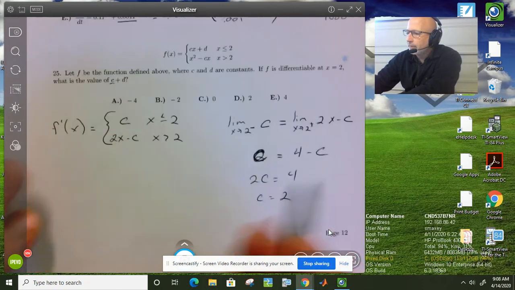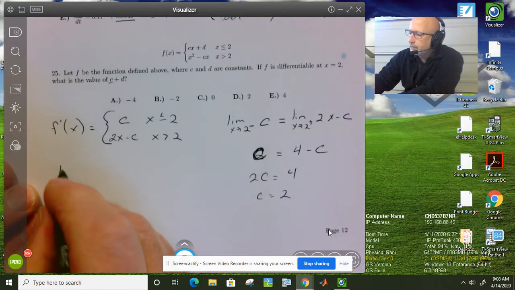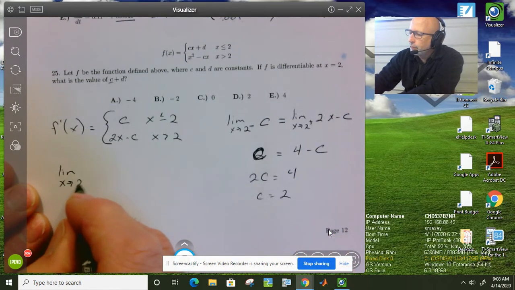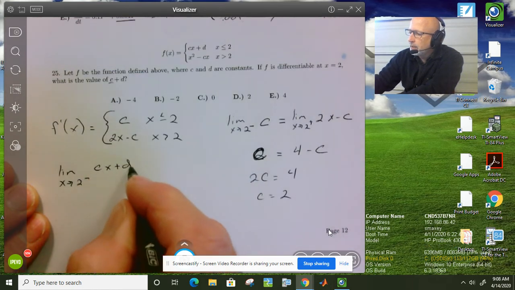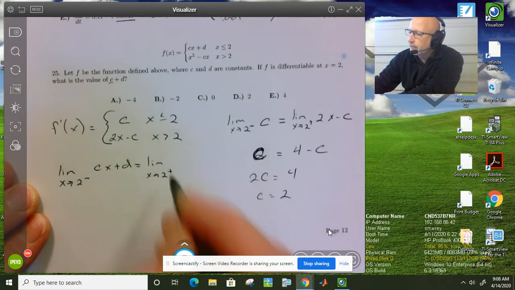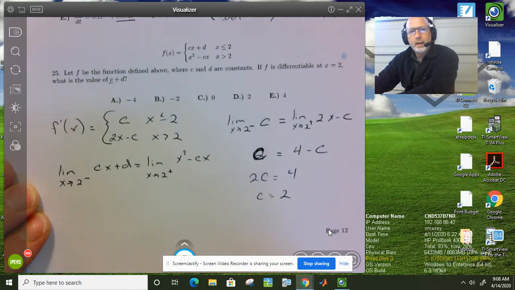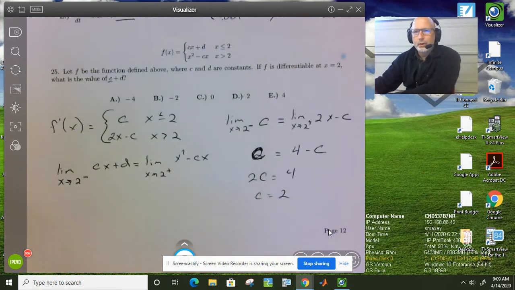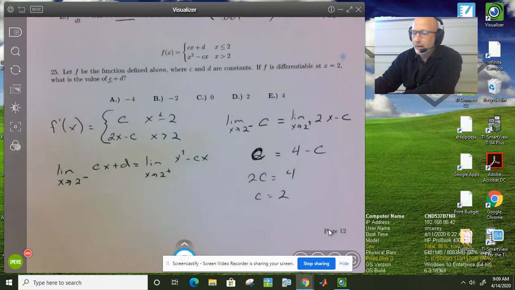So I have to attack it from the same notion, but using these equations. So I have the limit as x approaches 2 from the negative direction of cx plus d should be equal to the limit as x goes to 2 from the positive direction of x squared minus cx. Okay, now what I was saying earlier, if this is a multiple choice question, I wouldn't write these limits. I would just know to plug them in. Okay, but if it's an FRQ, you definitely have to write that.